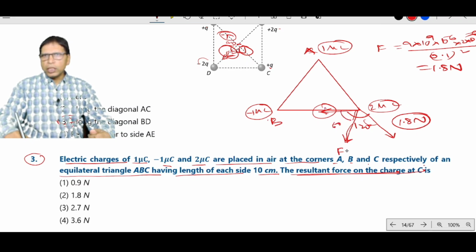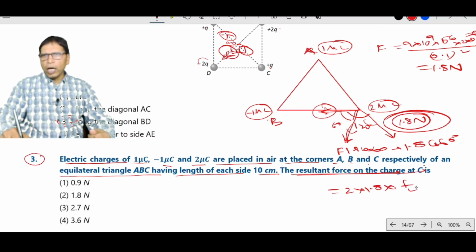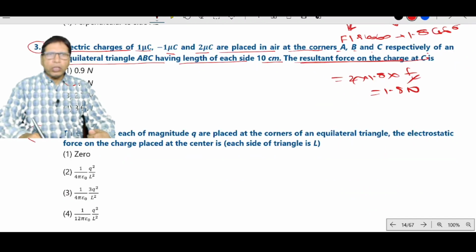The component of this force along this direction is 1.8 cos 60, and the component of this force along this direction is also 1.8 cos 60. Therefore, the net force is 2 into 1.8 cos 60, which is half. So look at the net force. The net force is 1.8 Newton. Option 2 is correct. Okay. Now question number 4.